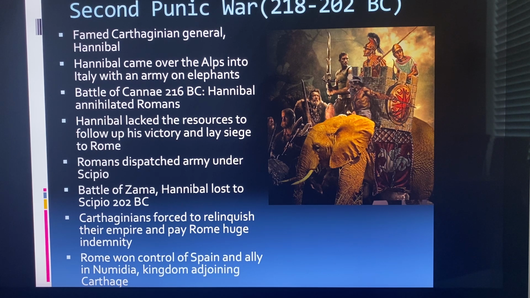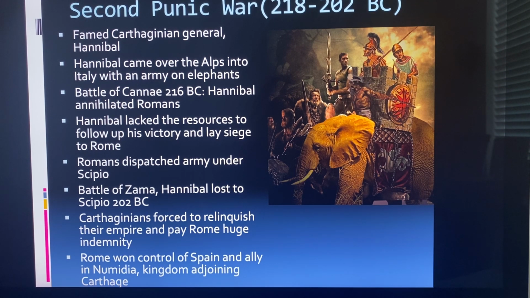Anyway, Hannibal lacked the resources to follow up his victory, though, and he did not really lay siege to Rome. Let's just say that. He should have gone forth and laid siege to it, but he decided he was not going to. So the Romans dispatched an army under Scipio. Scipio was the general at that time that they thought the whole legions would follow. And they went into the Battle of Zama. At the Battle of Zama, Hannibal lost to Scipio in 202 BC.